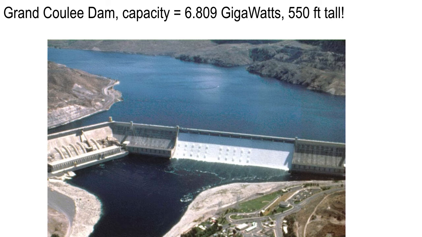And I've been down through the guts of that dam. It's pretty cool. It's 550 feet tall from the highest water level down to the bottom, and all that mgh gets converted into electricity with turbines and stuff. Yeah, it's a cool place. So Grand Coulee Dam, 6.809 gigawatts when it's all online. That's how much power it produces.